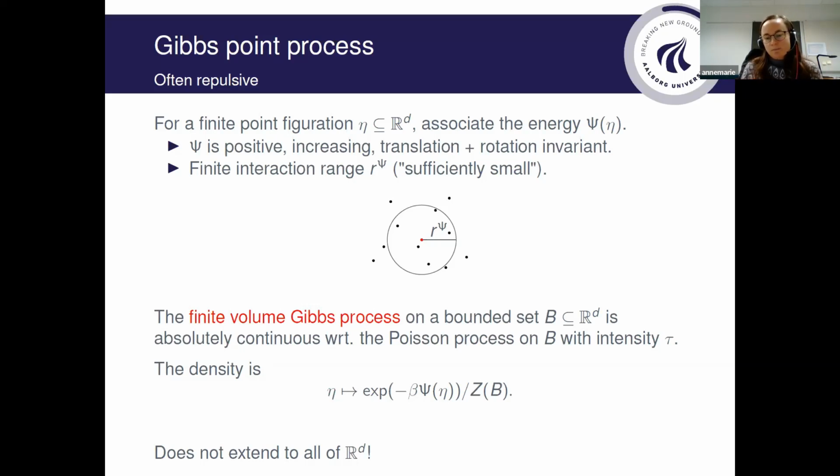And then, you don't need to remember this definition. It's not even the correct definition, because this definition doesn't extend to a point process on the whole unbounded space R^d. So you have to be a little bit careful how you define this. But anyway, it's this idea that you have an energy of your point configuration, and when this energy is high, your configuration is not so likely.